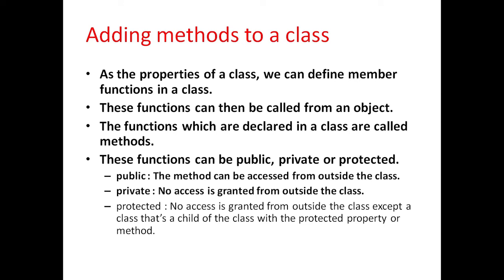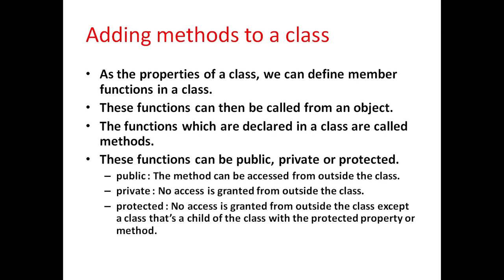When you define a function as private, no access is granted from outside the class. And when you define a function as protected, no access is granted from outside the class except a class that's child of a class with the protected property or method.